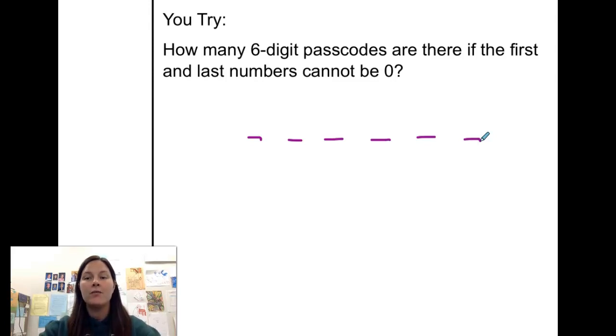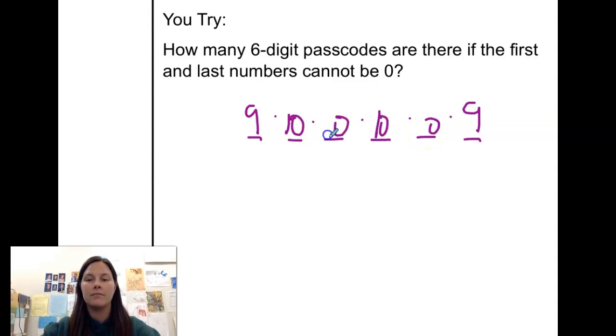For the first digit, it says the first number cannot be a 0, so that gives us the options of 1 through 9, which is 9 choices. It also said the same thing for the last, so I'm going to go ahead and put that down for my last option as well. Now the ones in the middle, it doesn't say that we have any restrictions on those, so we have 10 numbers to choose from for each of those in the middle. And that gives us a total of 810,000 different passcodes.